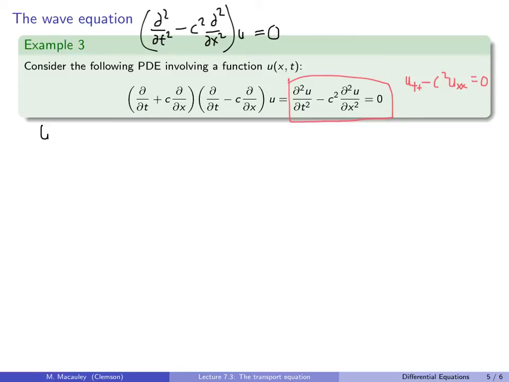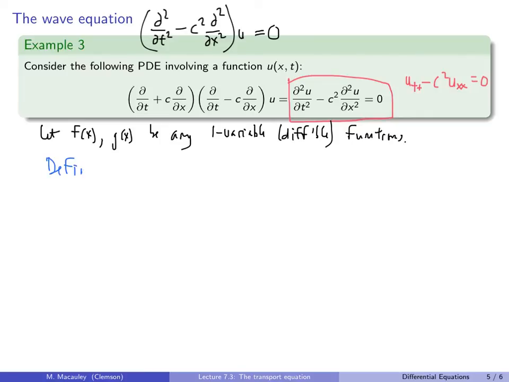Okay, so now I'm going to let f of x and g of x be any one variable, let's say differentiable again, functions, and I'm going to define u of x, t to be, now what do I want to say? How about f of x plus ct, make sure that looks like a t, plus g of x minus ct.